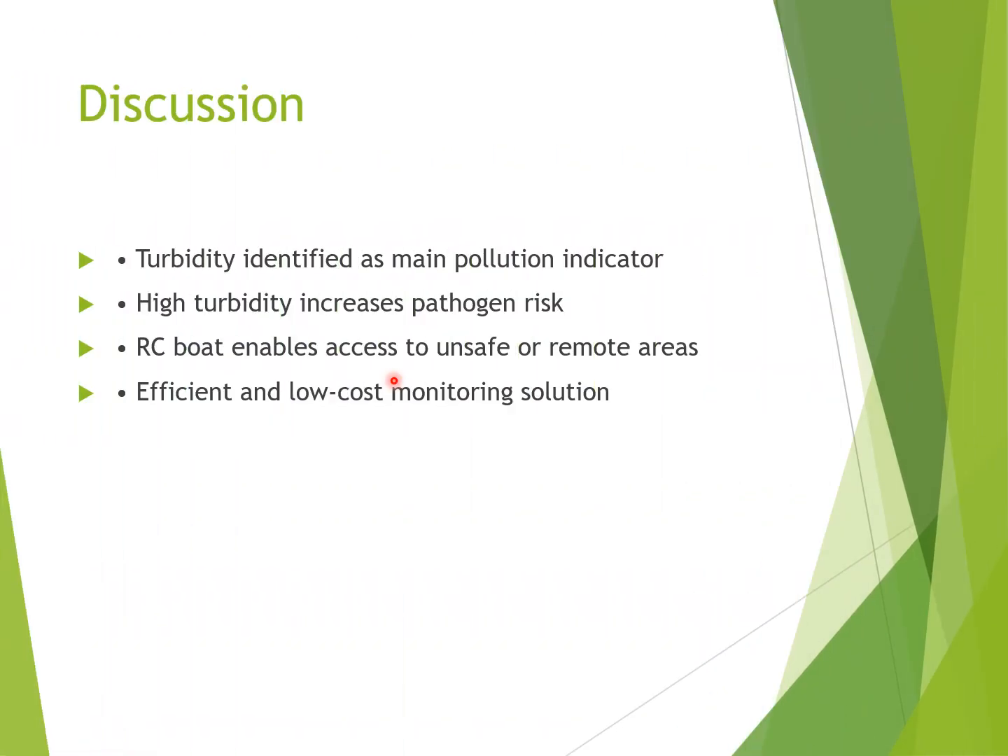So, in the discussion, it was confirmed that turbidity is the most critical indicator of water pollution. High turbidity increases the health risk and affects aquatic ecosystems. And our system provides an efficient, low-cost, and flexible method for monitoring water quality, especially in remote areas.